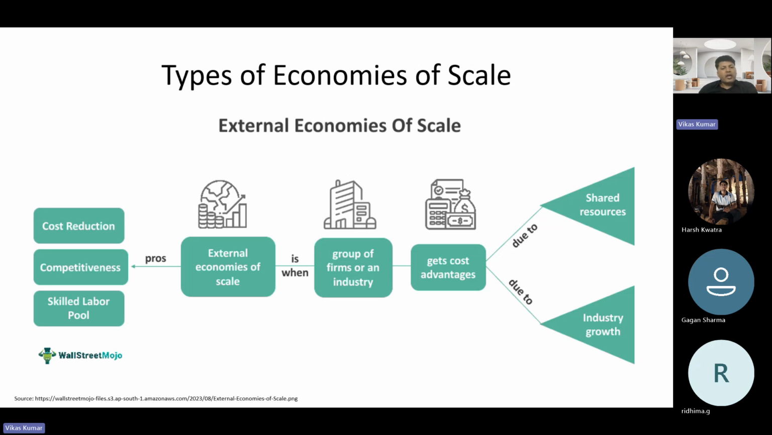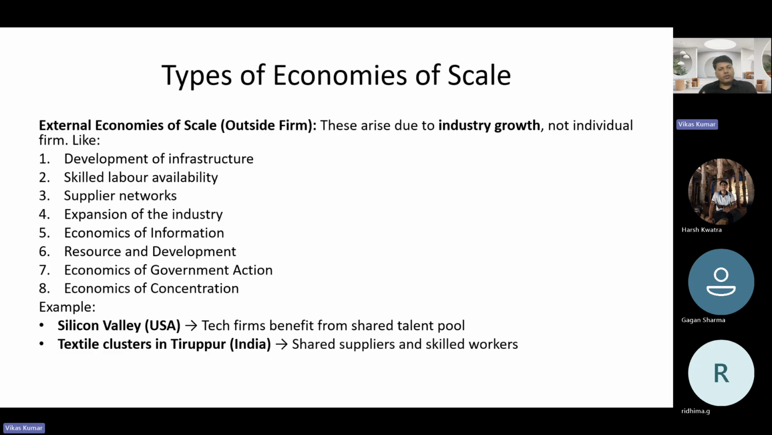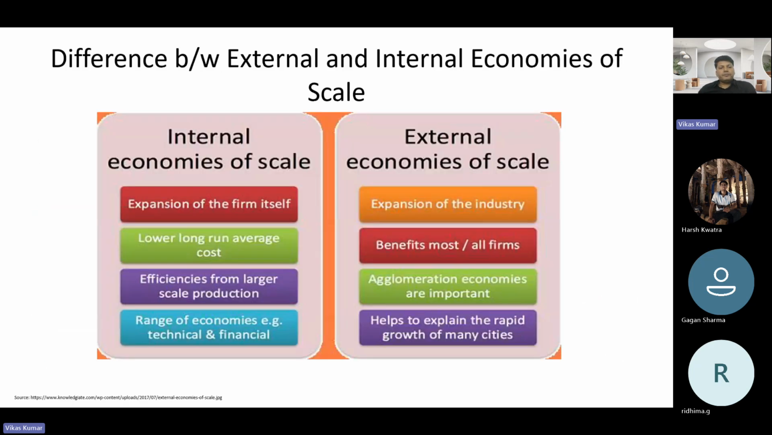So what are the pros of external economy of scale? Cost reduction, competitiveness, and the skilled labor pool. So this is the crux of what we have discussed with respect to these factors in one single picture. If we talk about the difference between external and internal economy of scale: internal economy is expansion of the firm itself, because these are the factors within an organization, internal factors. External economy of scale is expansion of the industry overall.